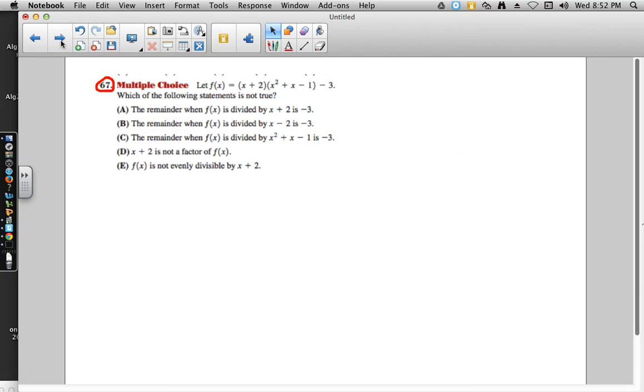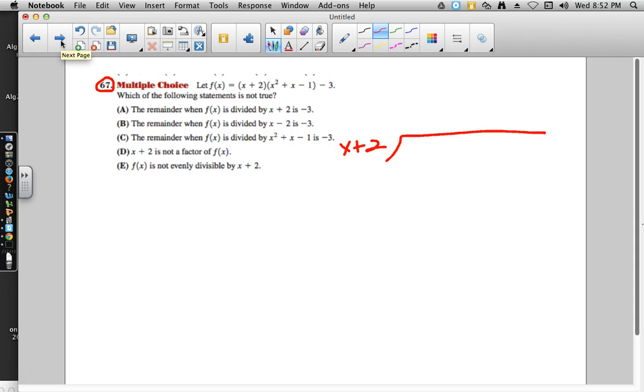And then the last one here: let f of x equal the quantity x plus 2 times the quantity x squared plus x minus 1, minus 3. Which of the following statements is not true? I started thinking about what they're really saying here. They took some polynomial and divided it by x plus 2, and that gave them x squared plus x minus 1, and then they had this remainder of negative 3 over x plus 2. So let's go through and see what makes sense and what doesn't.